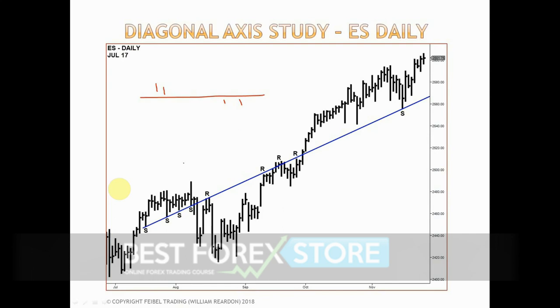Although they're not as common, they do occur in the market. The same principles and concepts apply. They are an area of structure, therefore we must pay close attention to diagonal axis lines. Now, this one begins its life by holding support here 4 times.